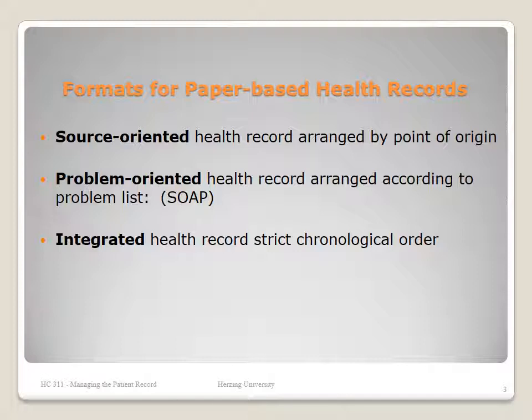The integrated record is arranged in strict chronological or reverse chronological date order. This format allows for observation of how the patient is progressing and responding to treatment. Most progress notes in a hospital setting are integrated in the medical record.